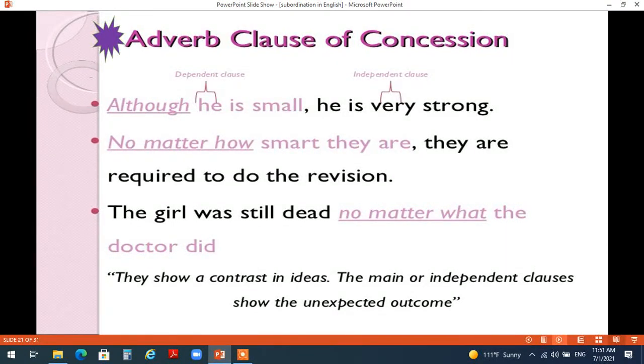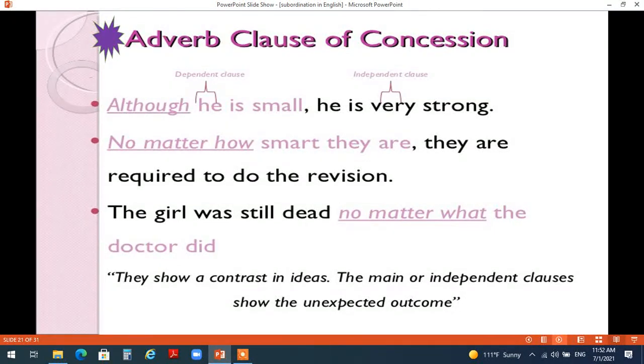No matter how smart they are, they are required to do the revision. No matter how smart they are, this will be the adverb clause of concession. The girl was still dead no matter what the doctor did. أيضا, no matter what the doctor did, this will be the adverbial clause of concession.